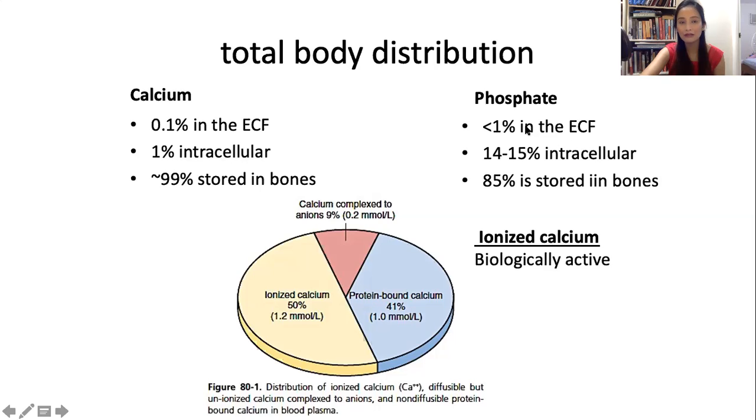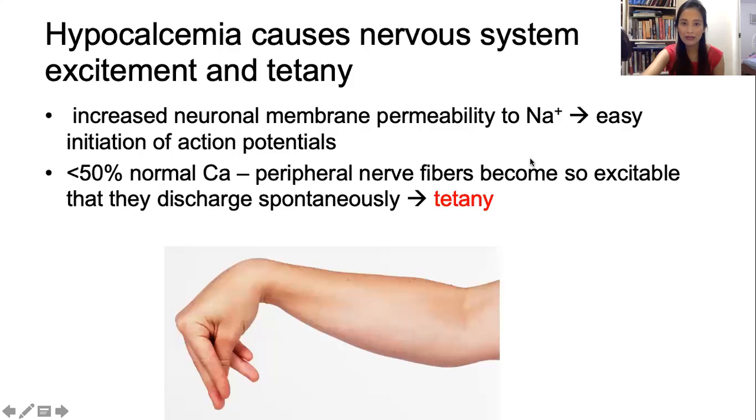Phosphate, on the other hand, similarly will be less than 1% in the extracellular fluid. But a bigger chunk of your phosphate, 14 to 15%, will be found intracellularly. Remember that your phosphate is part of your adenosine triphosphate, and even your DNA and your RNA also have phosphate in them. So unlike your calcium, there is more phosphate intracellularly, while 85% of your phosphate is also stored in the bones.